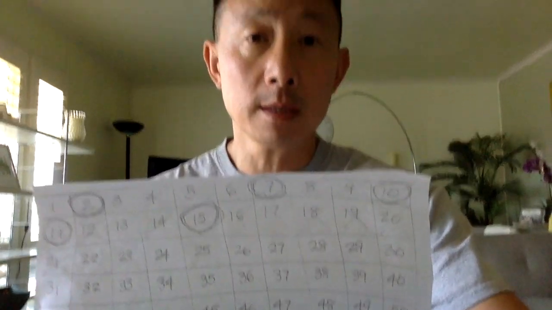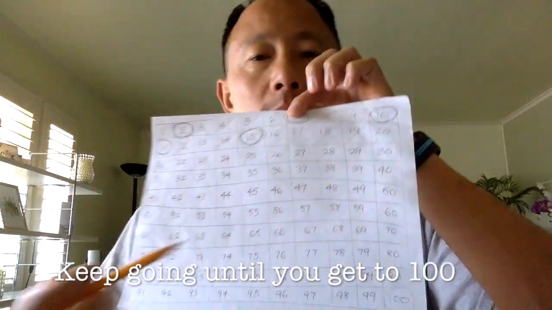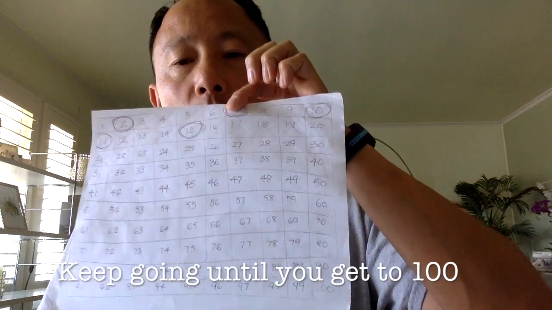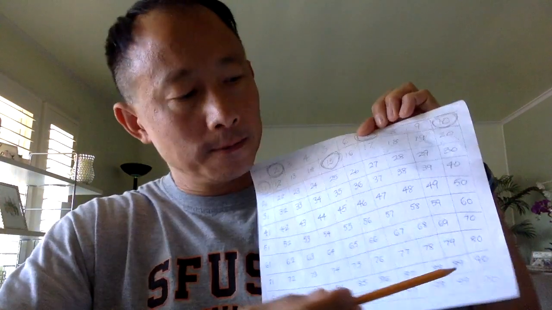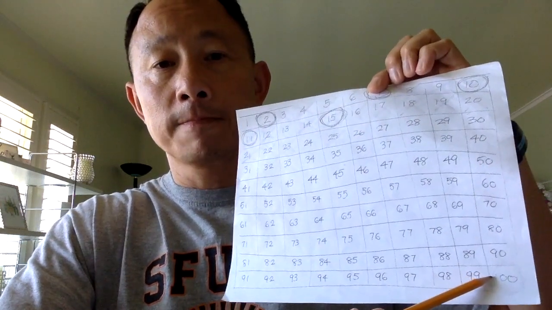Okay, I'm at 15. I want you to continue and see. I want to see you go all the way to 100, all the way down here. And then when you're done, you can erase this and then play all over again. See how long it takes and practice your locomotor skills, practice your stretching.